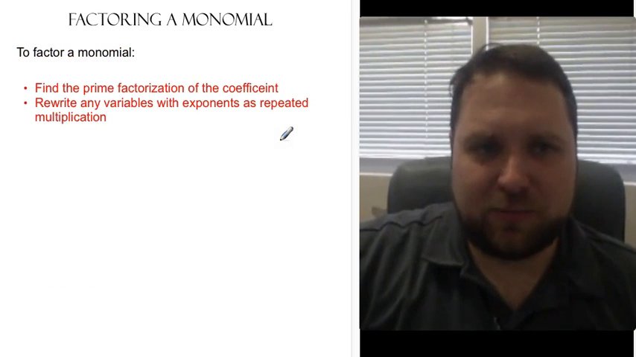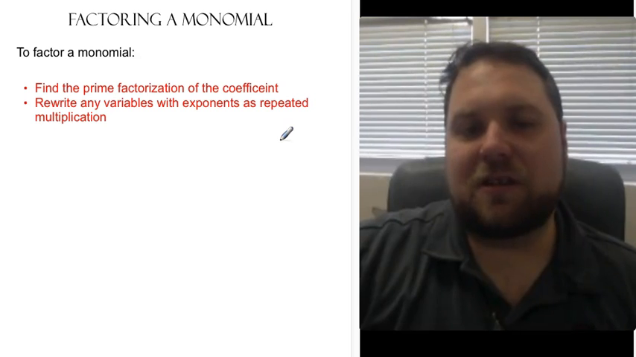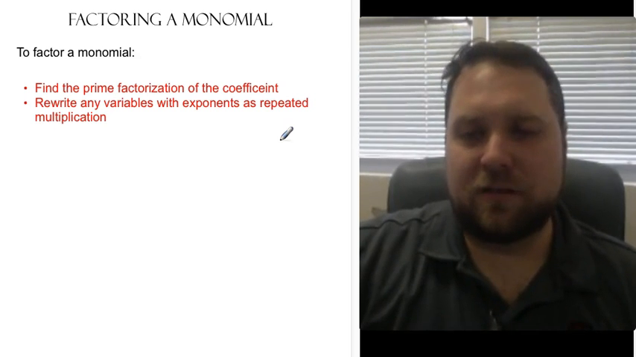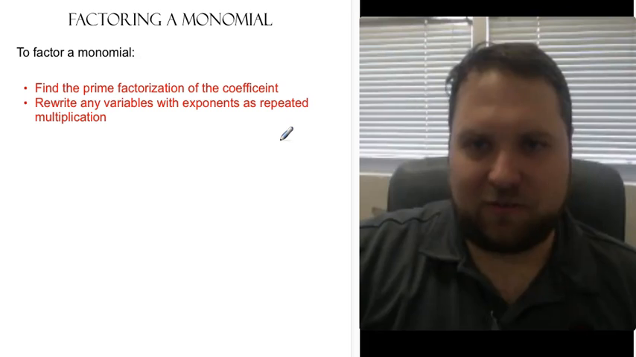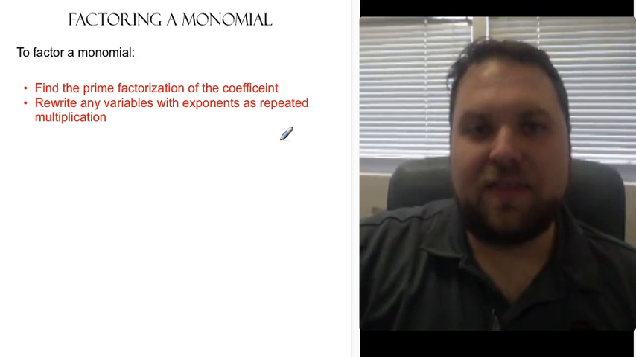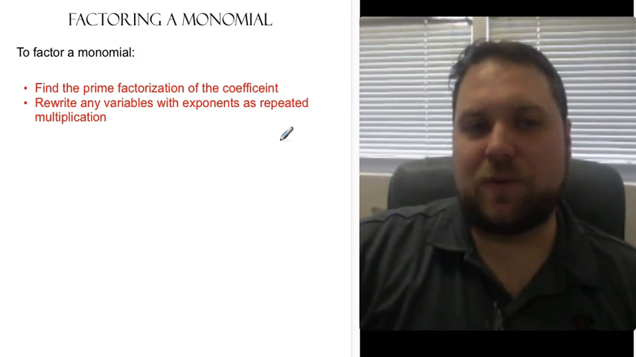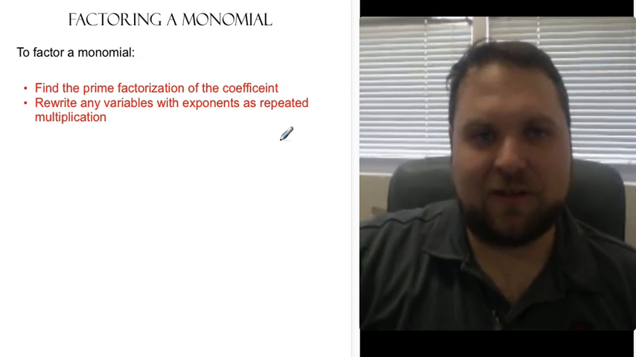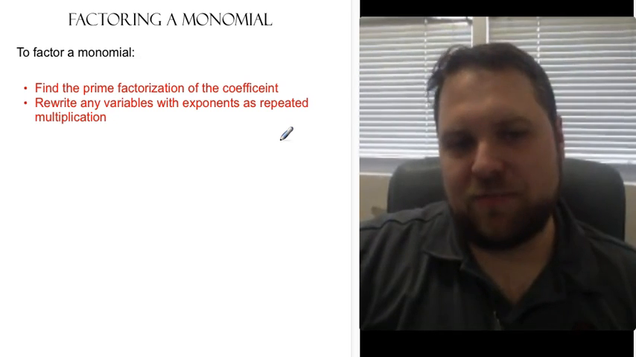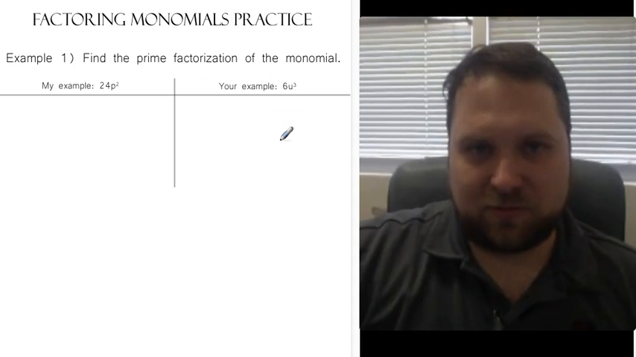Anytime you're factoring a monomial, find the prime factorization of the coefficient. Coefficient will just be a number. We know how to do that. We've already looked at that and practiced it. Then rewrite any variables with exponents, like we saw just a second ago, as repeated multiplication. So we're going to look at a couple of examples real quick.